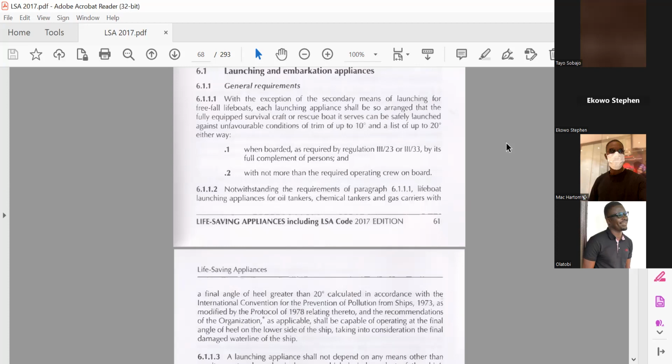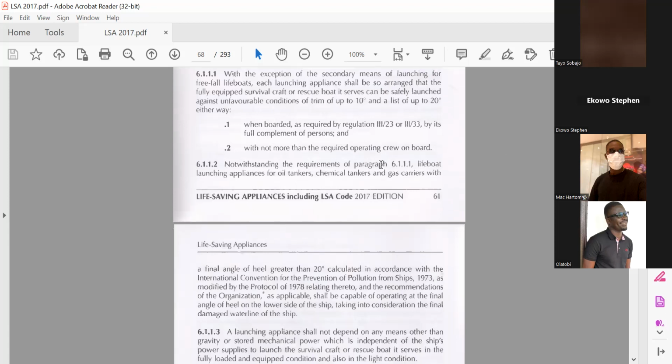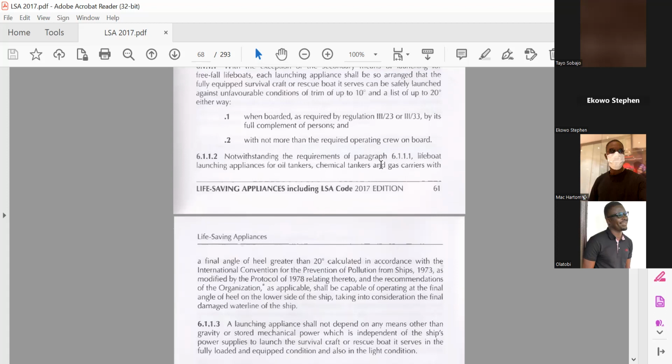I'll quickly rush down to 6.11.2. Interesting. That one speaks about oil tankers, chemical tankers, and gas carriers. This is basically to avoid pollution. Let's say we have a hole on our starboard side, and we are trying to heel the vessel up to, let's say, 20 degrees.